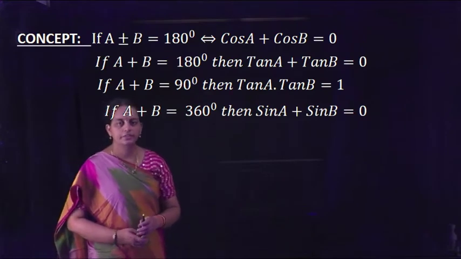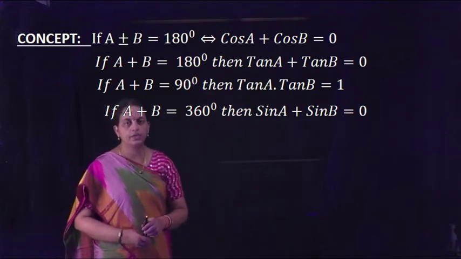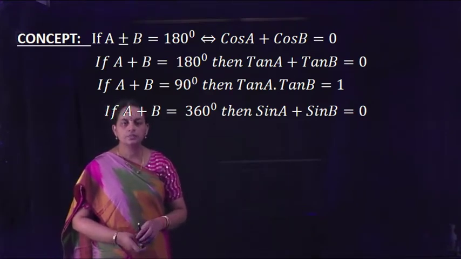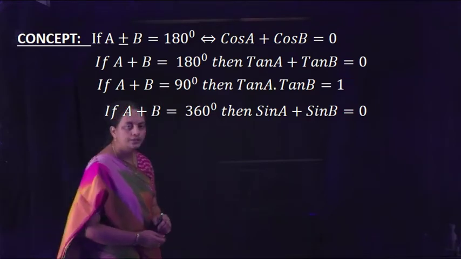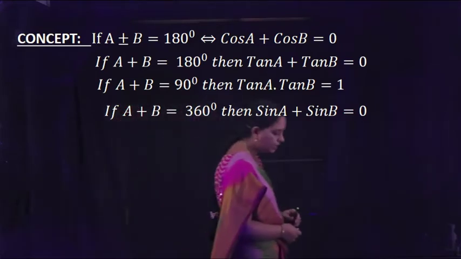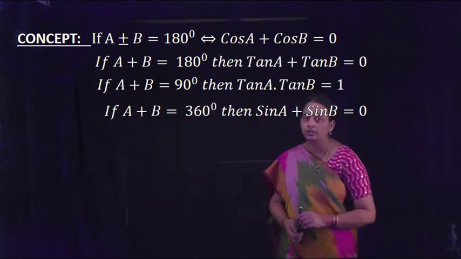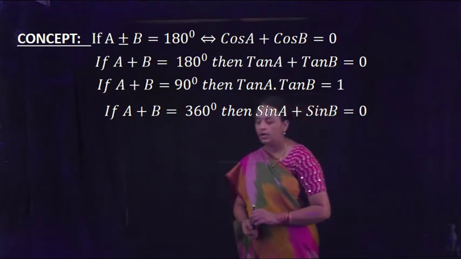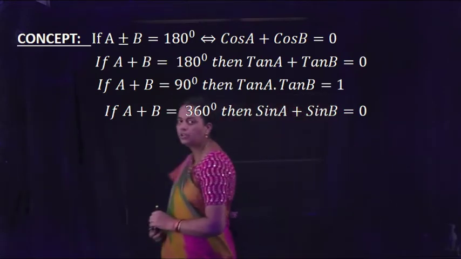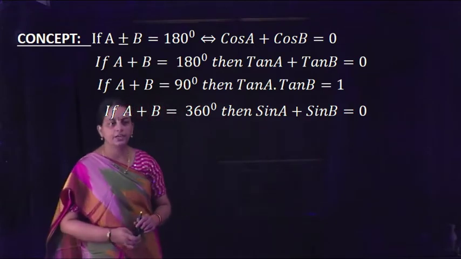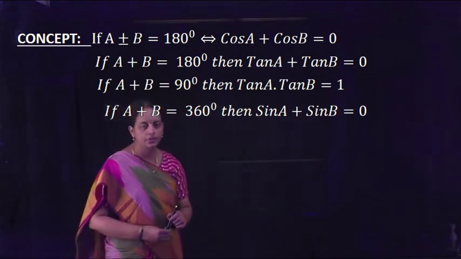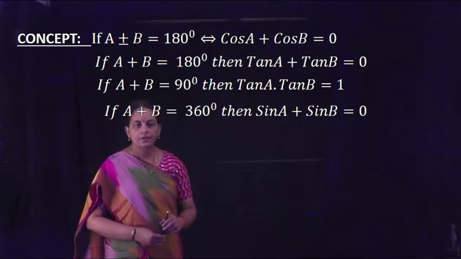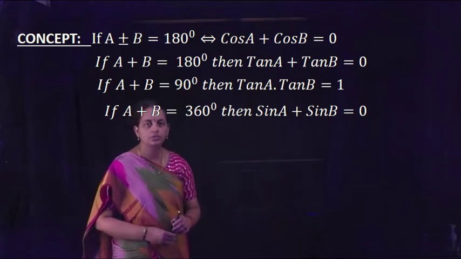First one is, if a plus or minus b equal to 180, then cos a plus cos b equal to 0, and if a plus b equal to 180, then tan a plus tan b equal to 0, and if a plus b equal to 90, then tan a into tan b equal to 1, and if a plus b equal to 360, then sin a plus sin b equal to 0.